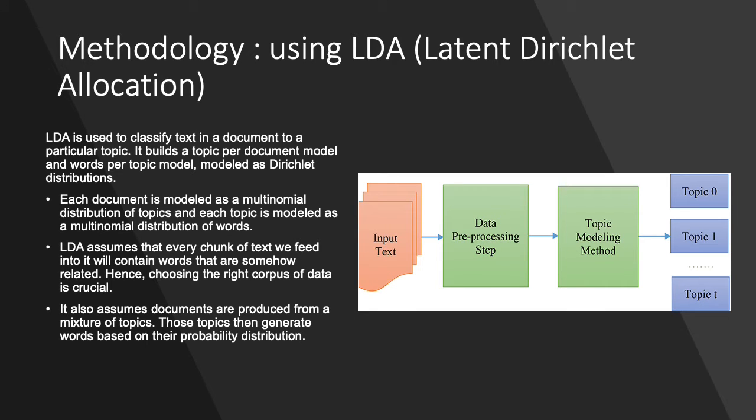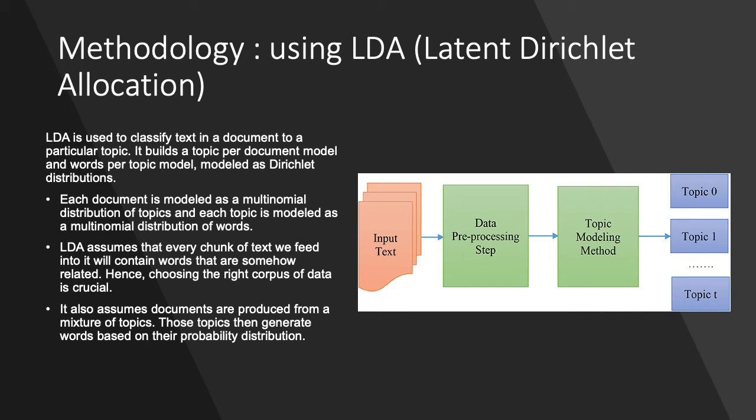Methodology. I've used LDA, which is clear from my previous slides. LDA classifies the text inside the document to a particular topic. It works on two kinds of models. One is a topic per document model, and the other is a words per topic model, which are modeled as Dirichlet distributions, essentially a multivariate probability distribution. Each document is modeled as a multinomial distribution of topics, and each topic is modeled as a multinomial distribution of words. These two models are built during the LDA process.